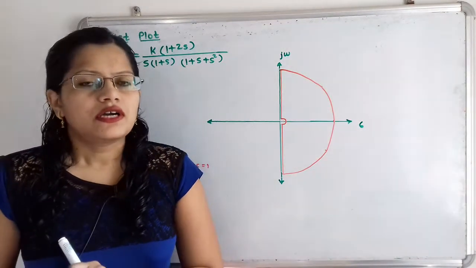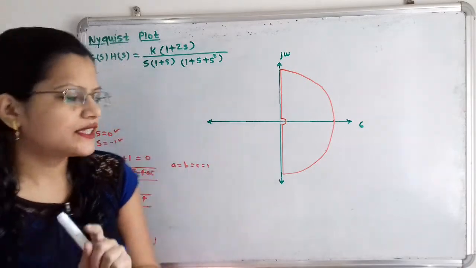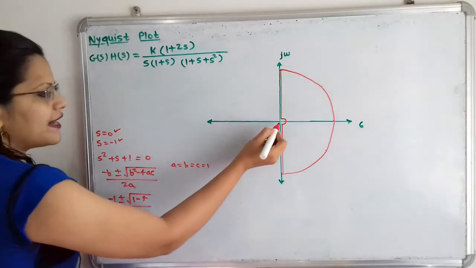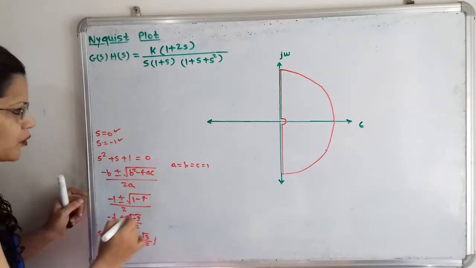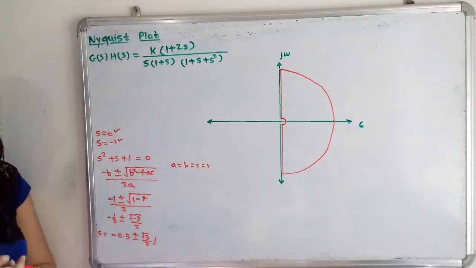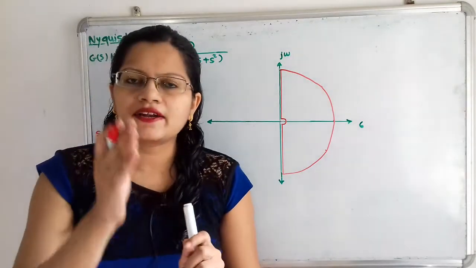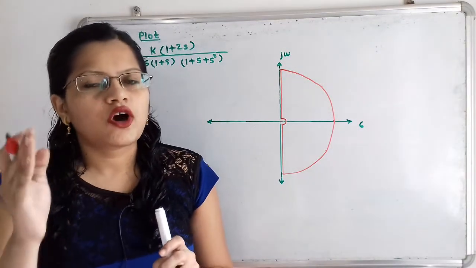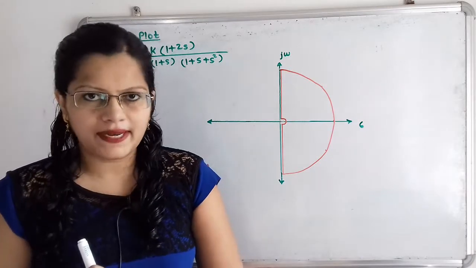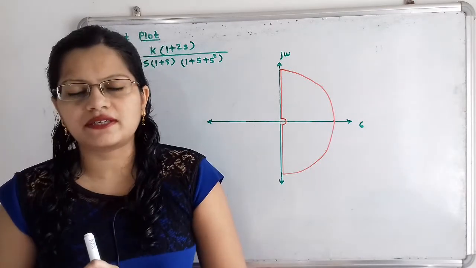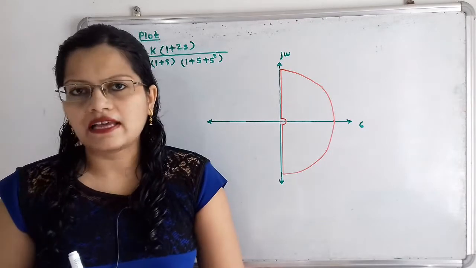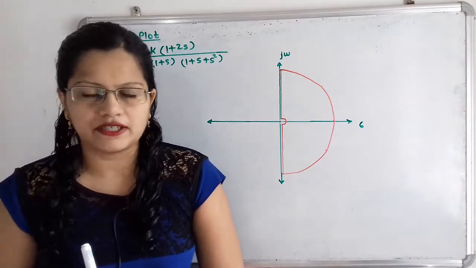Now if we plot these poles, then one pole is at the origin and the other poles are on the left hand side of the S plane. So we can say that all the poles are on the left hand side and no pole is on the right hand side of the plane. This is the important statement that we will use in the last step to determine the stability.